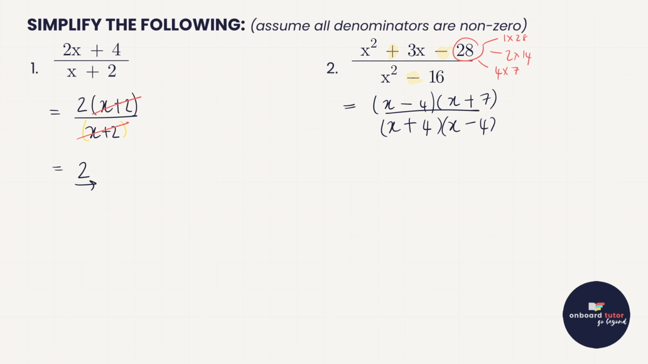And now I am ready to cancel what can be cancelled. So x minus 4, x minus 4. And that leaves me with x plus 7 over x plus 4. And now again, do not be tempted to cancel those. We've got more than one term, but there's no more factorizing to be done. So that is our final answer.